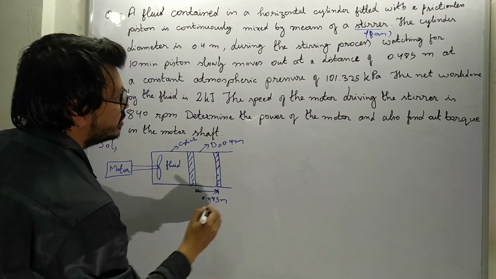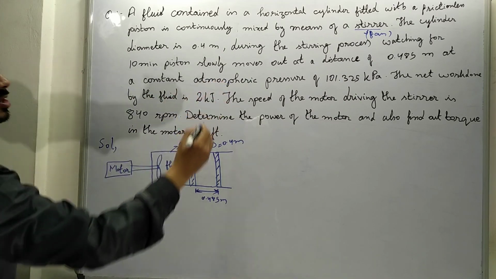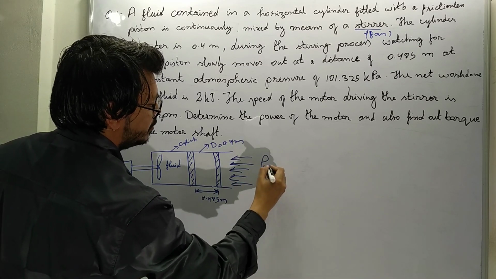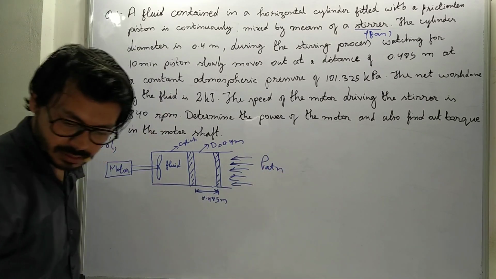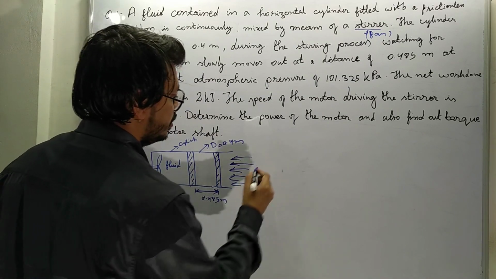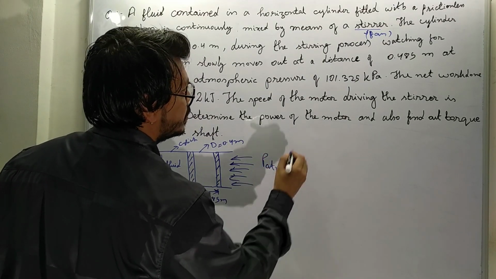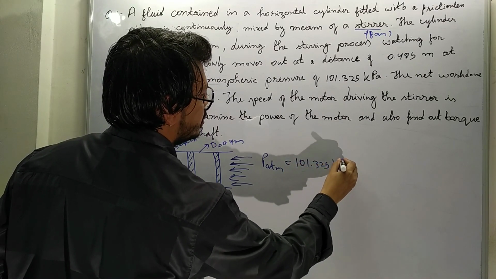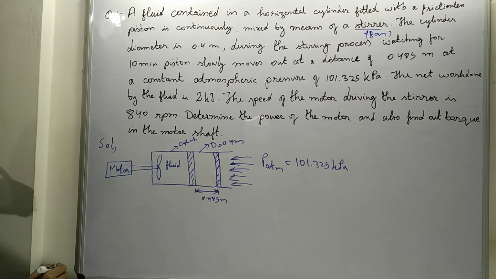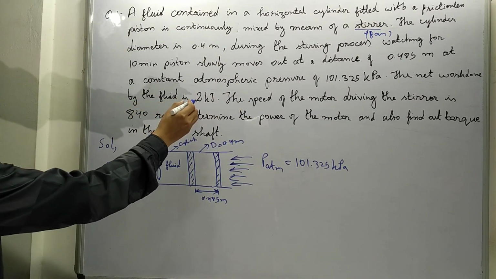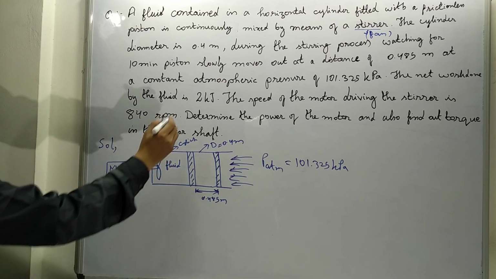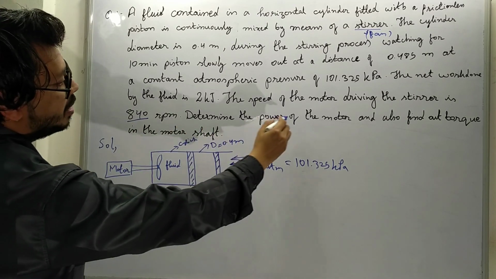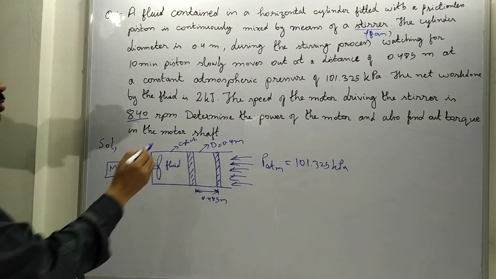0.485 meter at a constant atmospheric pressure. The pressure is constant, which is atmospheric pressure, whose value is 101.325 kilopascal. Now the net work done by the fluid is 2 kilojoule. The speed of the motor driving the stirrer is 840 rpm. Determine the power of the motor and also find out the torque in the motor shaft.